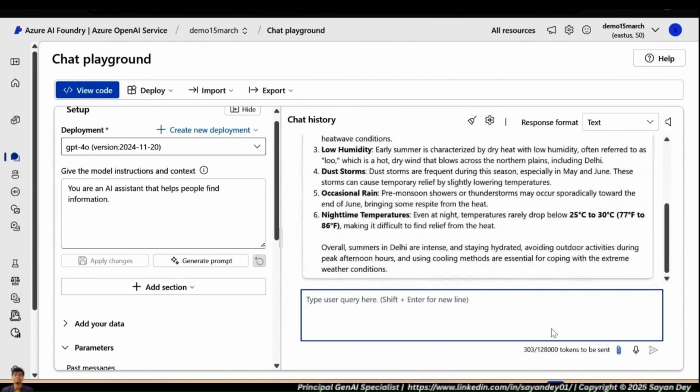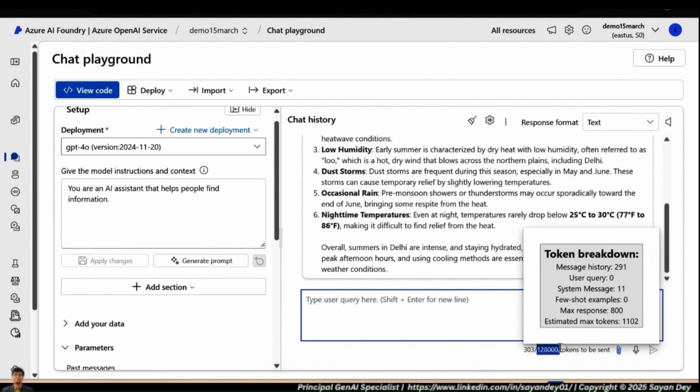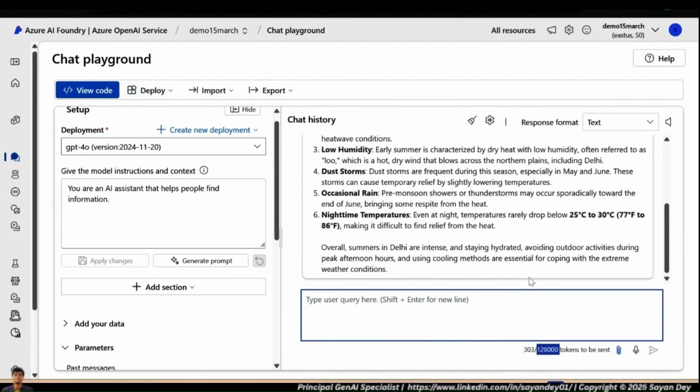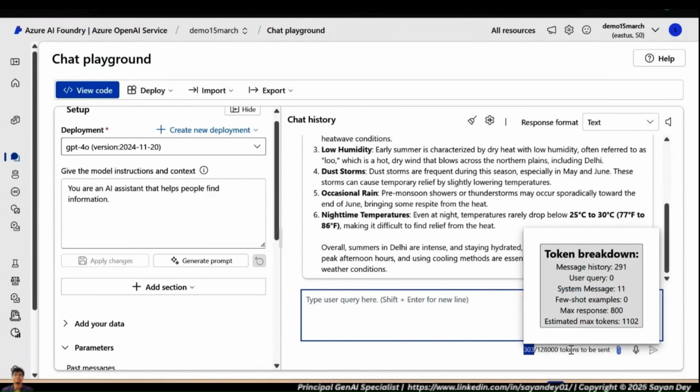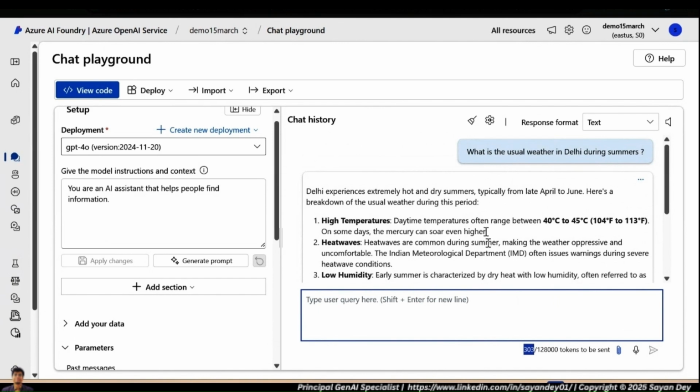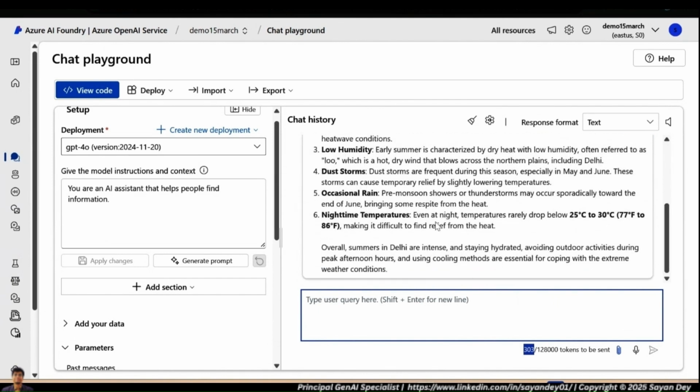Okay, you can see that overall, out of 128,000 tokens that the GPT-4 Omni model can use, I have already used up 303 tokens. And you can see that here, out of it, the system was 11. And very, very important, the message history was 291. What is the message history? The message history basically is the entire thing, the user plus the assistant combined, because this is the contextual window. I can continue entering new queries, right? Okay, so this part is very, very important.